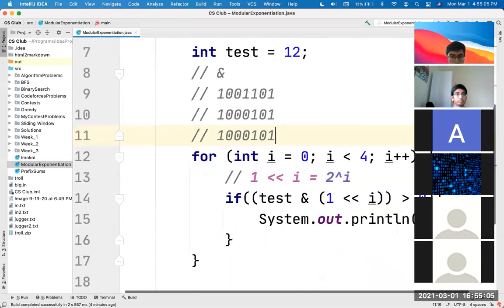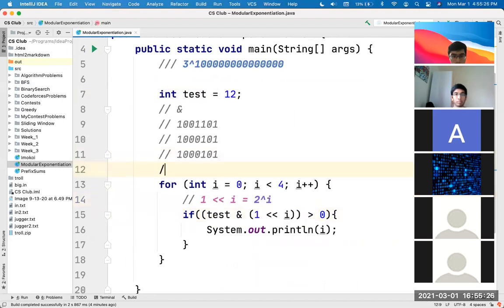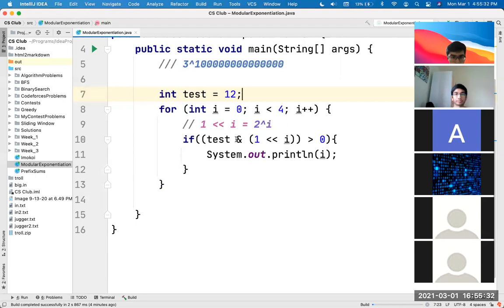And the reason I'm bringing this up is because if you want to find what powers of 2 a number is made of, like test over here, we can easily do that using this process. We can shift by i, we can multiply 1 by 2 to the power of i, and we can take that number and AND it with whatever number we're testing for.